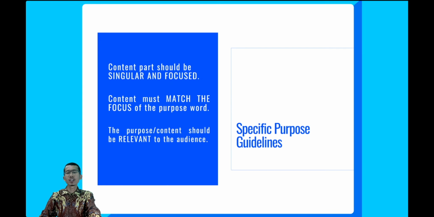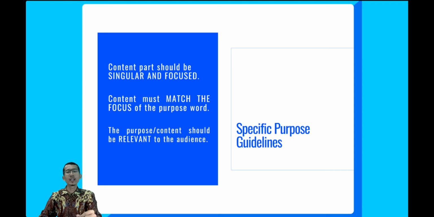First, the content. The content part of the specific purpose statement must first be singular and focused. The word "and" should not be used in the specific purpose statement because it gives the impression that you have two purposes and two topics. Obviously, the content of the specific purpose statement must be very narrowly defined and specific.